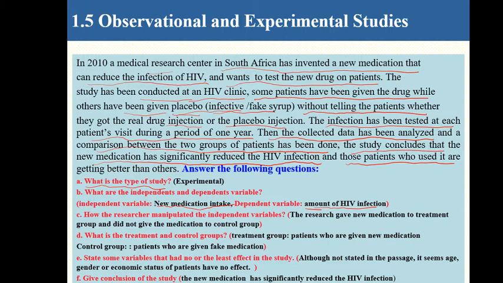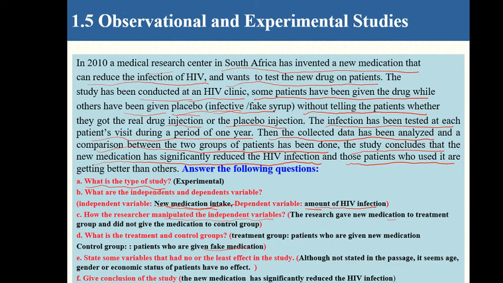And how did the researcher manipulate the independent variable? The independent variable is new medication intake. So we give the new medication to the treatment group, and we don't give medication to the control group. This is how we manipulate it. And what are the treatment and control groups? Okay, the treatment group, these are the HIV patients who are given the new medication, and the control group is the patients who are given fake medication.